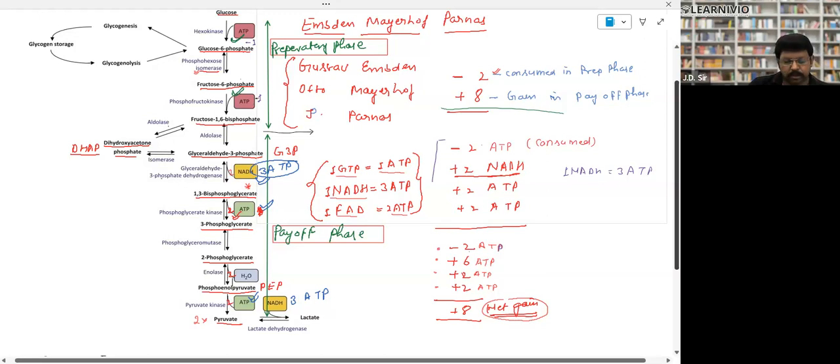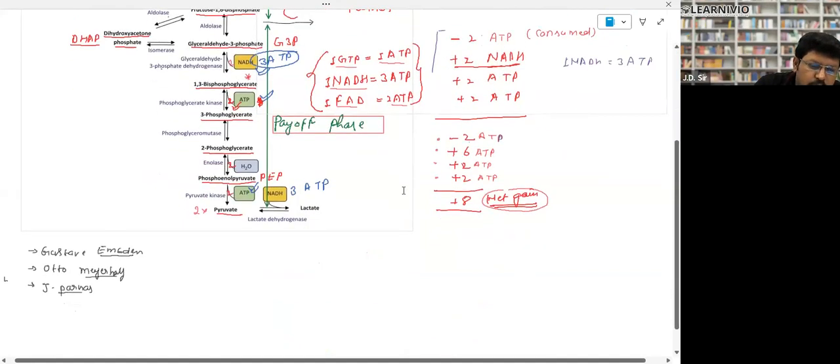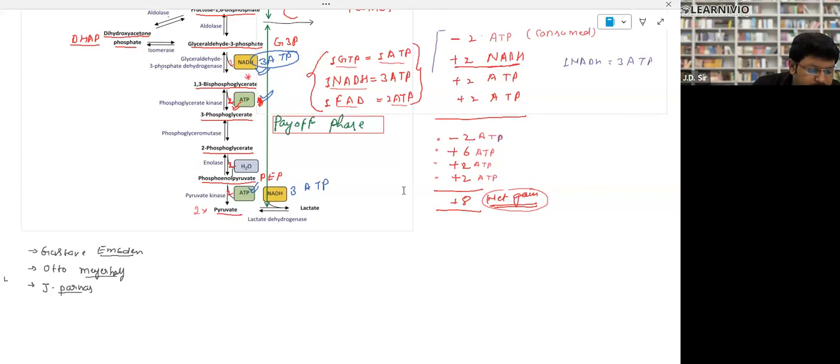Done, sir. Okay. Martin, is it done? Yes. Okay, fine. So everything understood? Yes, sir. Okay, great. So start noting down. Put the heading glycolysis. It is also called EMP pathway.